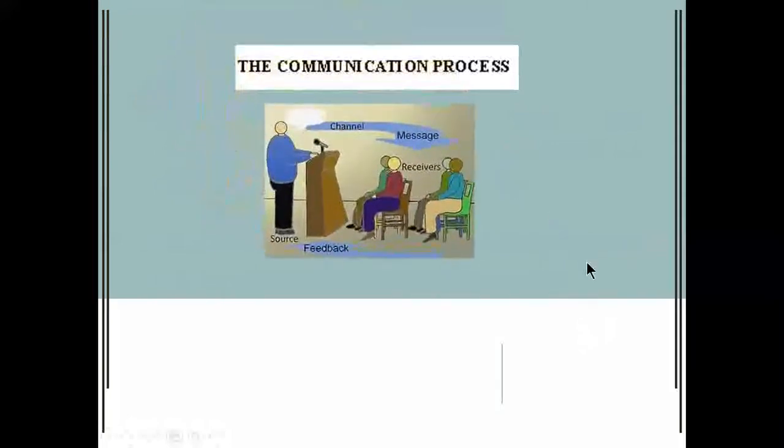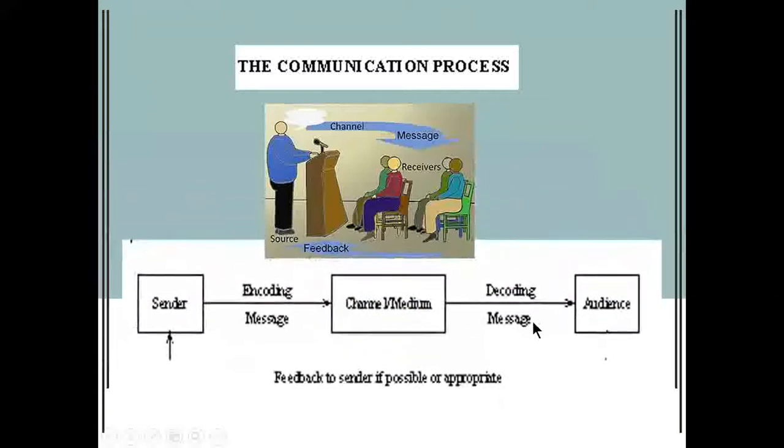Okay, so now the communication process. Let's look at it. As you can see from this diagram here, there must be a source. There must be a channel where the message will actually be disseminated into. And there must be receivers that are able to receive the message, and there must be feedback coming from the receiver. This is what you call the communication processing cycle. As you can see, the sender has to encode the message into a channel, and the receiver, or rather the audience, has to decode the message and later on give feedback.